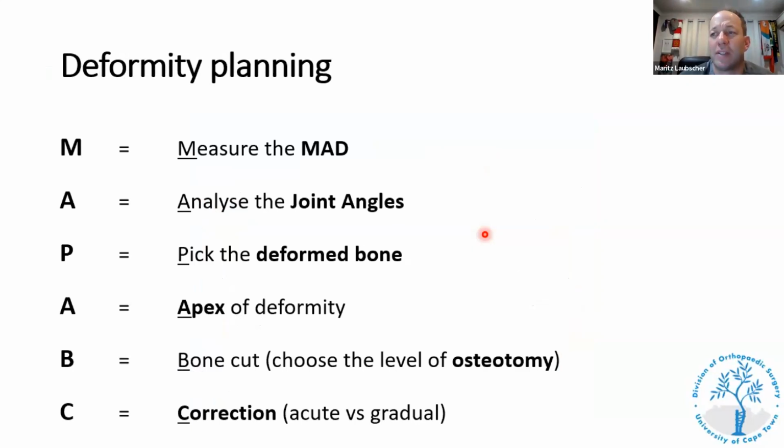So map your ABCs. M is for measure your mechanical axis deviation. A is for analyze the joint angles. P is for pick the deformed bone. A is for determine the apex of the deformity. B is for choose your bone cut, or the level of your osteotomy. And C is to plan your correction, whether that's gradual or acute.